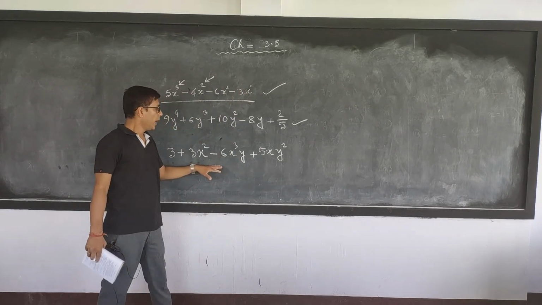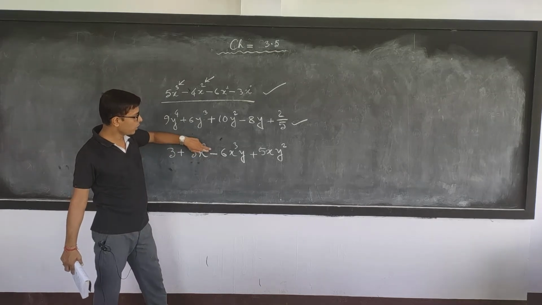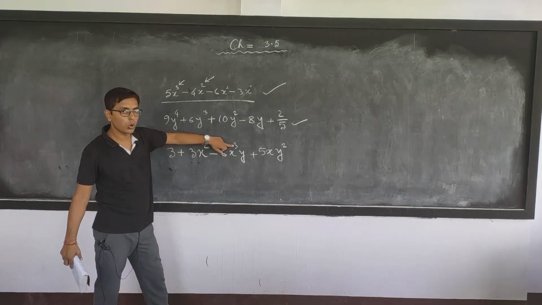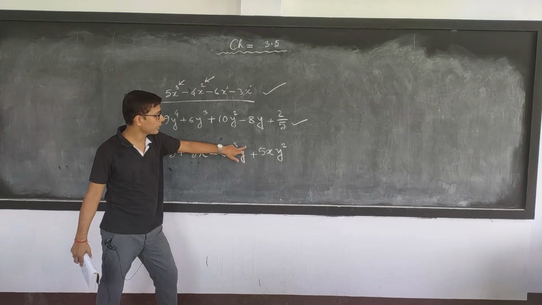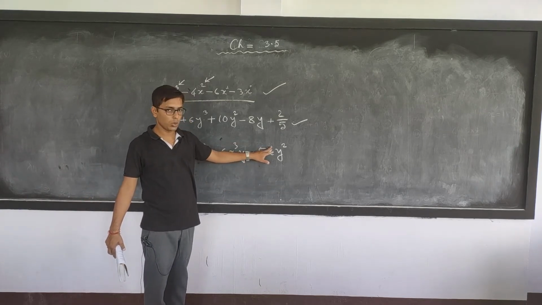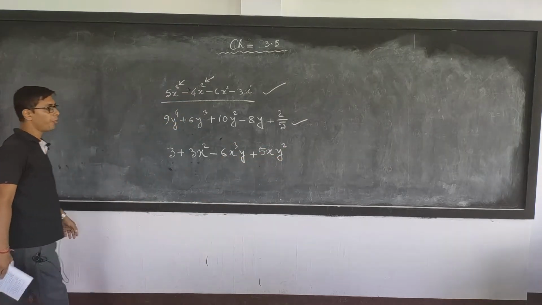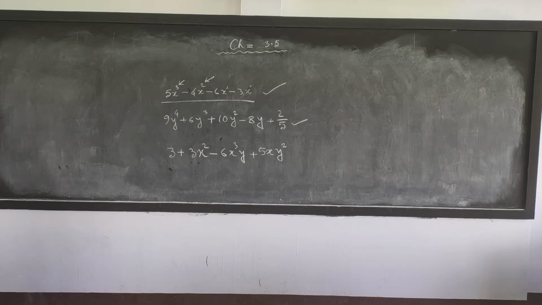Clear? And look at the power on the variables. The power on x is cube, that is a whole number. The power on y is nothing written, that means 1, so it's a whole number. In the second term, the power on x is a whole number, and the power on y is also a whole number. So it is also a polynomial in two variables. Clear?